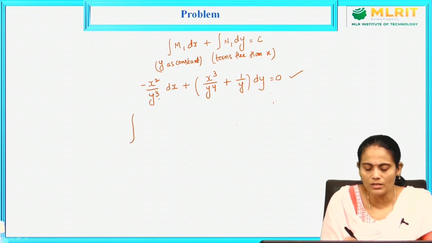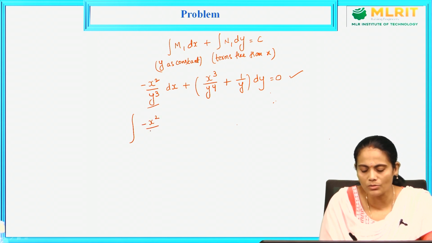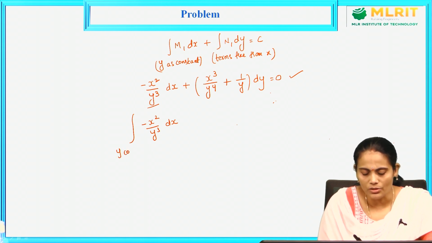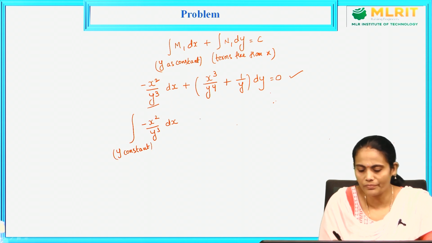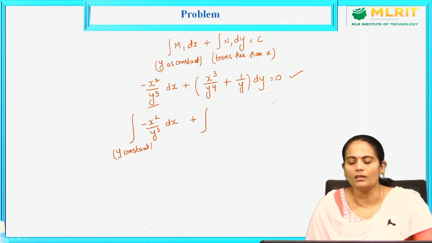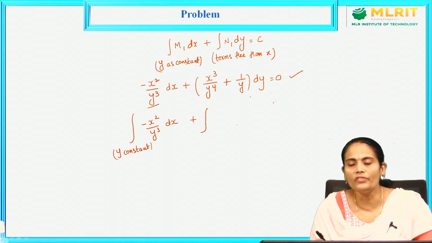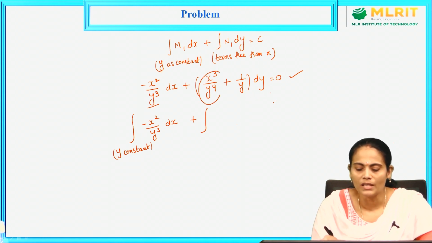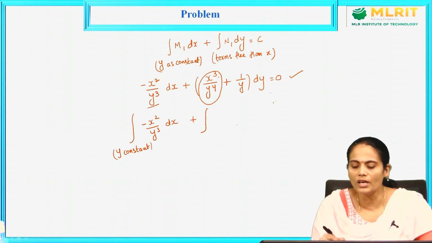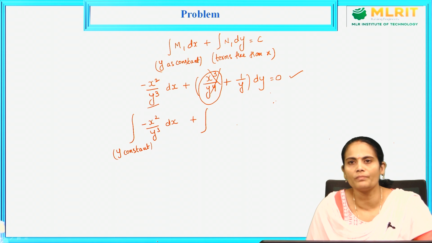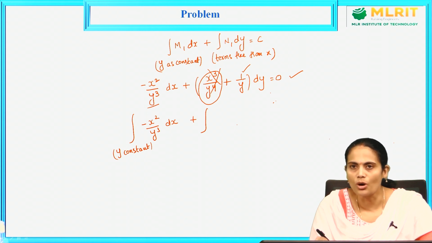So the integral, M1 is minus x square by y cube into dx, on integration with respect to x, treating y as a constant, plus N1. What is the N1 here? What term do we have to take which does not contain x? Observe the first term clearly includes x, so don't consider it as N1. Take only the second term, 1 by y. In this 1 by y, x is not there, so take 1 by y dy is equal to c.